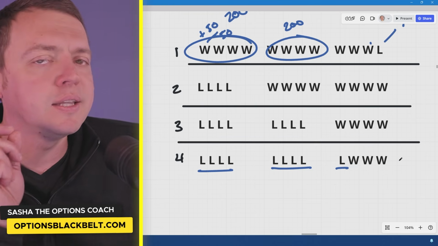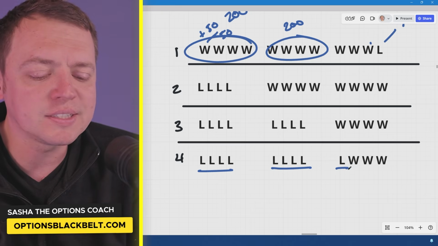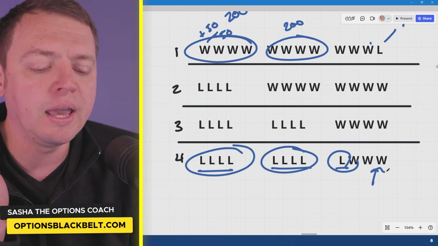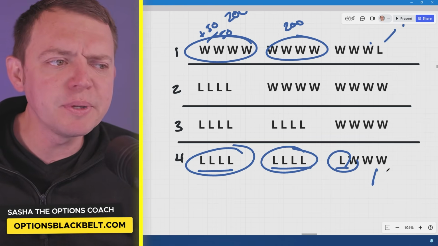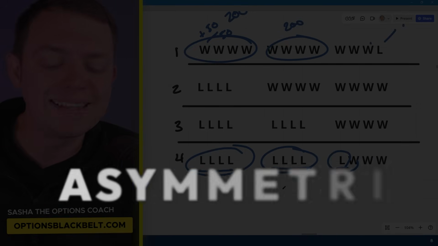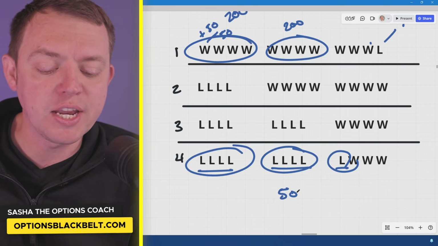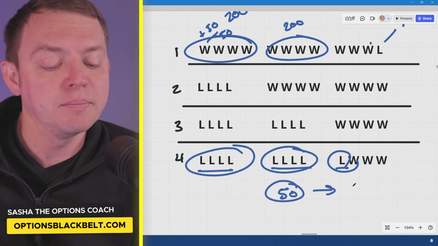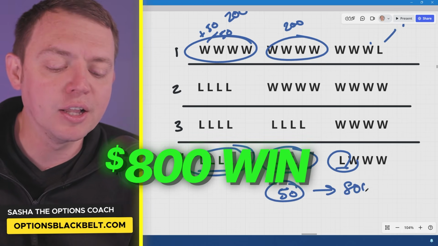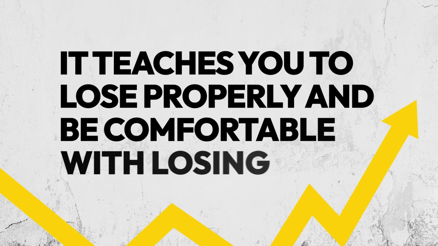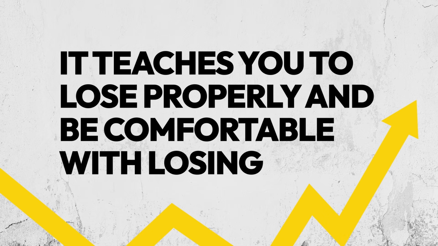Now, I will say in the professional world, we don't mind stuff like this. We don't mind having a bunch of losers, and then you create a winner. Simply because what you realize is that the people that do these types of strategies, they're asymmetrical kind of strategies where you're risking 50, but then when it works, you might make back, let's say, $800. And those trades can be very phenomenal trades where you have a lot of losers, and it teaches you to lose properly and lose in the right way. And you're comfortable with losing.